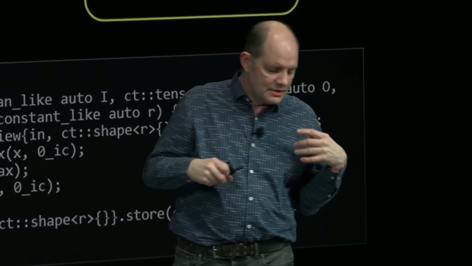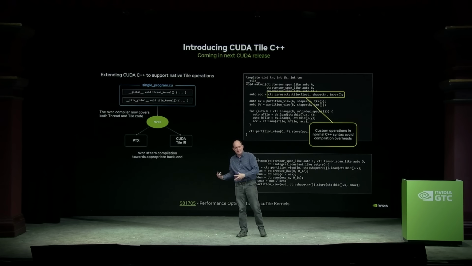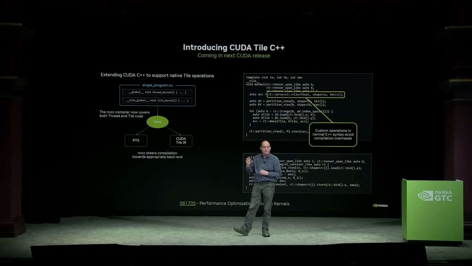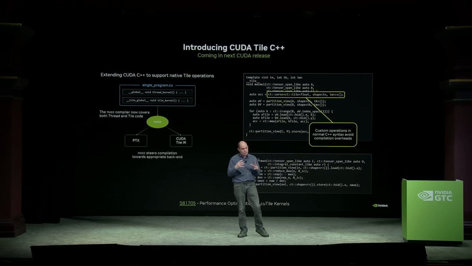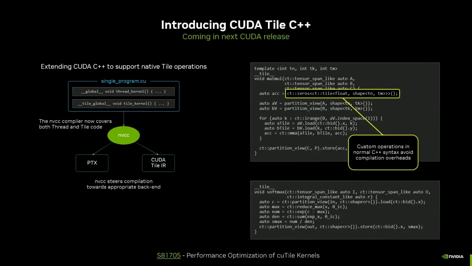Now, internally, we keep working on this, and one of the things we're coming out with imminently in the next CUDA release is a C++ CUDA Tile. We had CUDA Tile in Python first. That came out in December. We're putting out C++ in the next CUDA release. And the C++ story looks very similar intentionally.